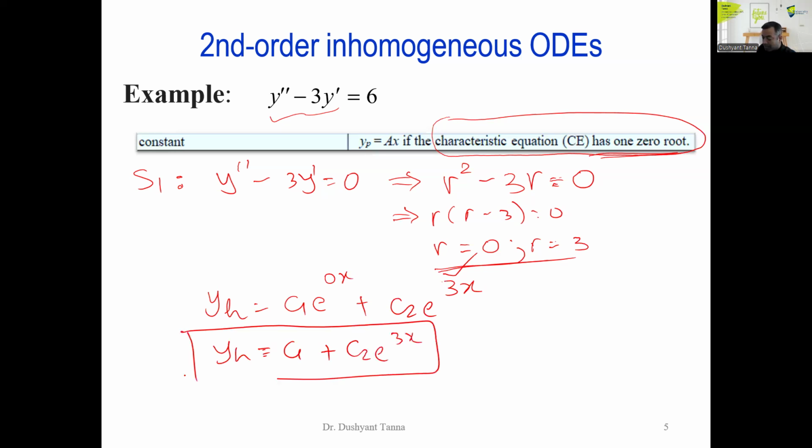That's all about yh. Now, when it comes to yp, only there will you have to worry about this extra table and what happens in special cases, right? So our characteristic equation has 0 as a root. If that happens, our yp, which is our second step, will be of the form Ax. Okay, so step 2.